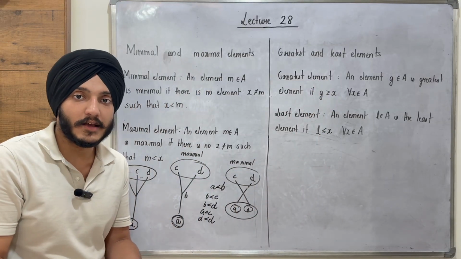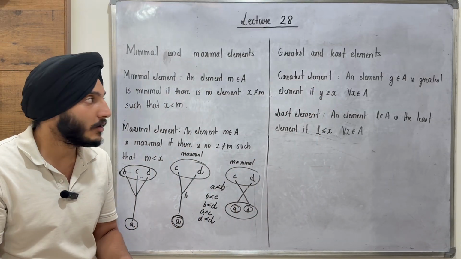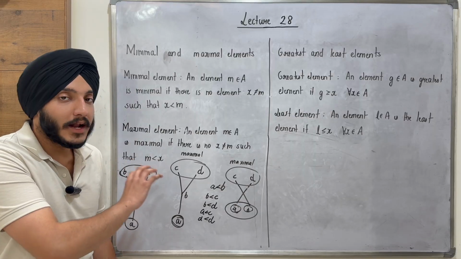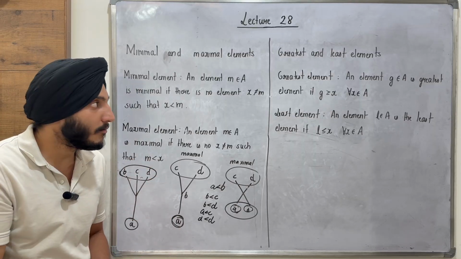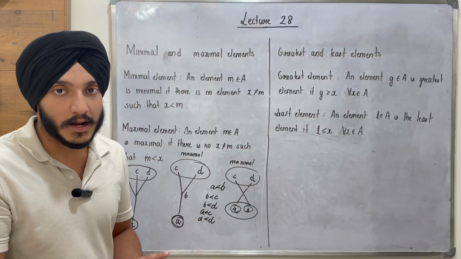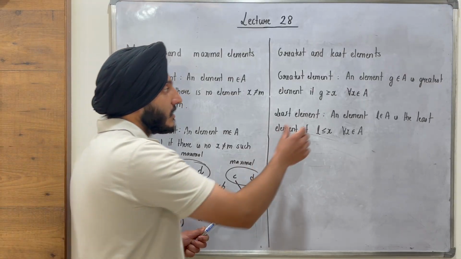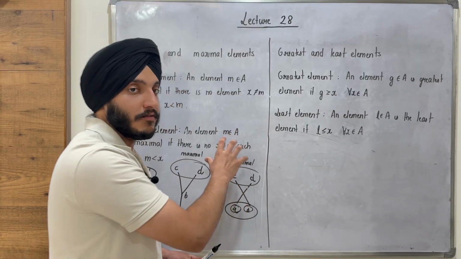There's only one greatest and one least element, not both, right? In maximal and minimal elements, you can have multiple ones, right? But in greatest and least, there can only be one. And the reason is the way of comparison is different, right?